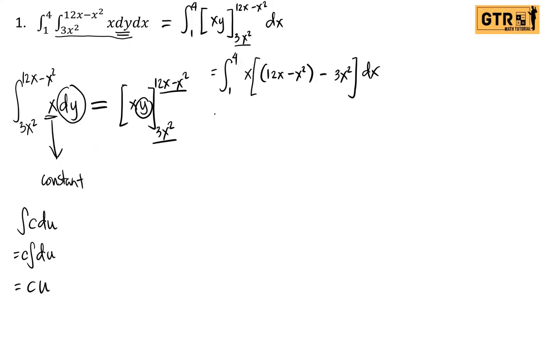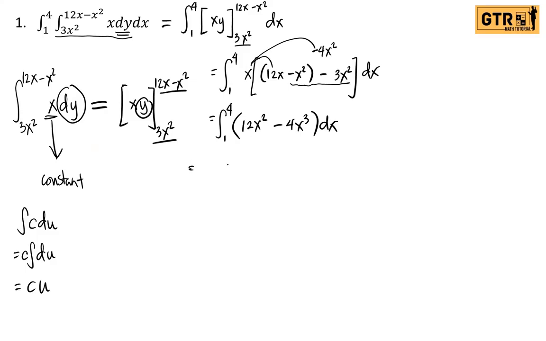So let's just simplify. So we have integral, limits 1 to 4. So simplify this. So we have negative x squared minus 3x squared. So we can combine this, negative x squared minus 3x squared. So that is negative 4x squared. Okay, so this term, negative 4x squared, and then we distribute the x. So therefore we have x times 12x, so that is 12x squared, and then x times negative 4x squared, so that is negative 4x cubed, and then dx. So now let's just integrate this.